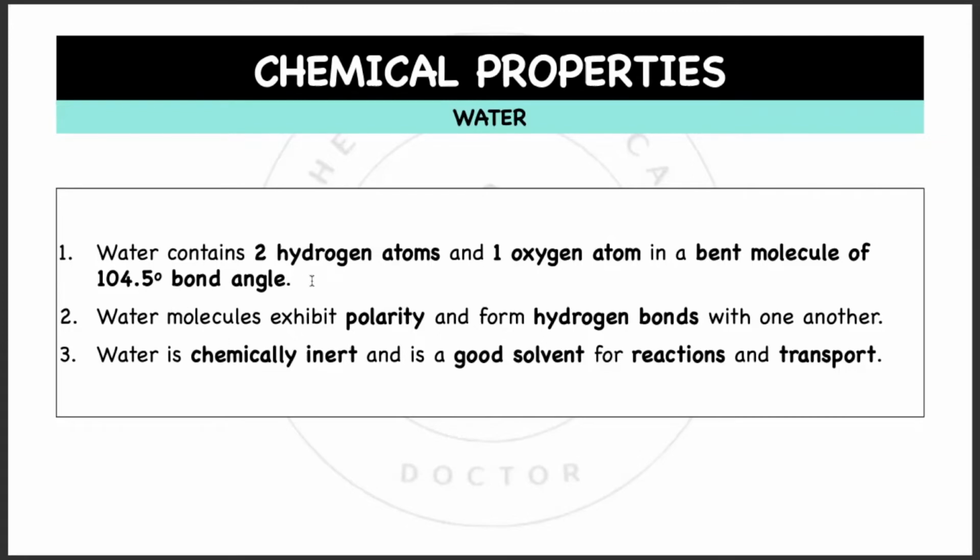Okay, so just refer back to the picture earlier. Water molecules exhibit polarity and they form hydrogen bonds with one another. Remember that when the hydrogen atoms connect to the oxygen atom, it's a covalent bond. But when one water molecule connects to another water molecule, they form hydrogen bonds, weak hydrogen bonds. And another fact is that water is chemically inert and it's a good solvent for reactions and transport.